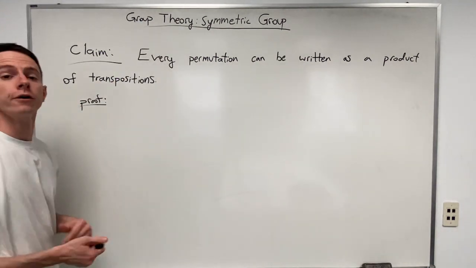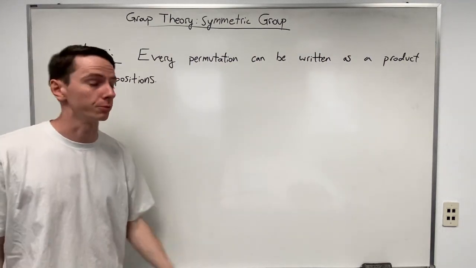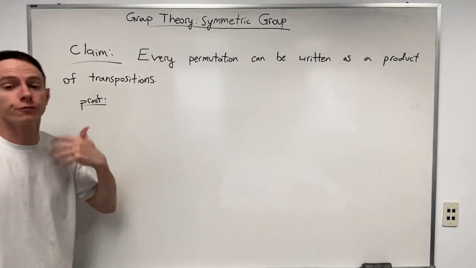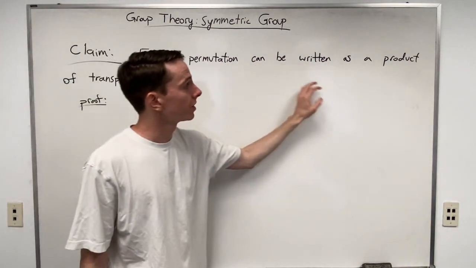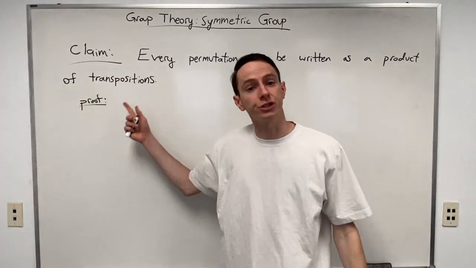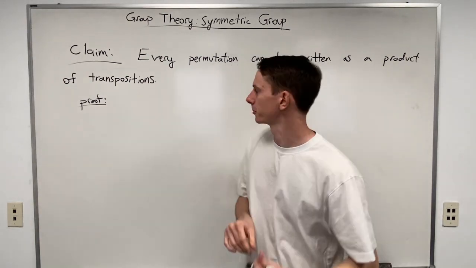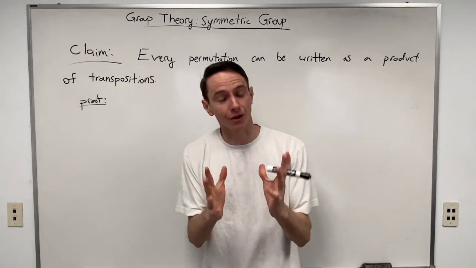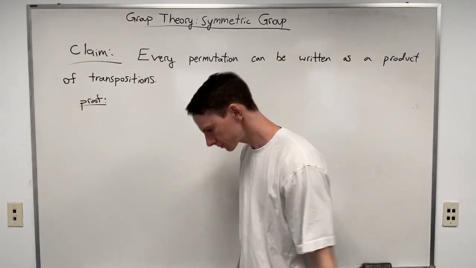Okay, so the first thing that we need to establish in order to define the sign of a permutation is that every permutation can be written as a product of transpositions. And again, transpositions are just two cycles. So that's going to be the first preliminary step that we need to establish.